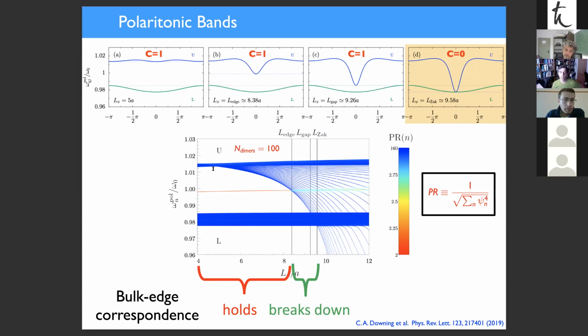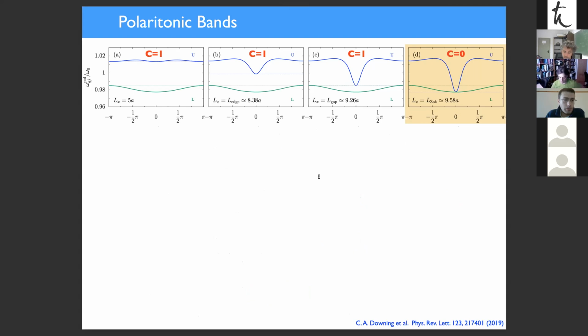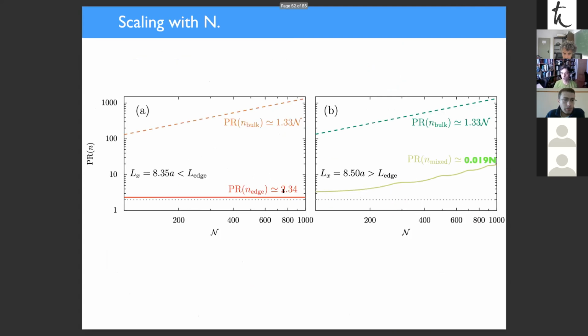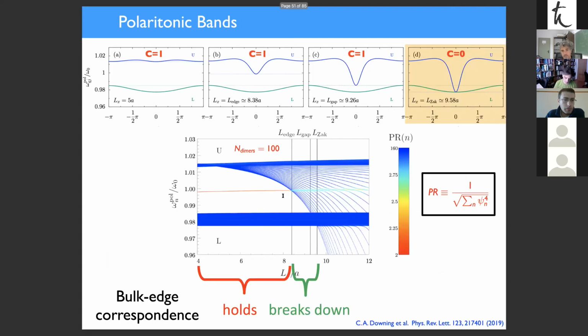And you see that here, for this chain of 100 dimers, this is of the order of 100, but here you have the state that is the edge mode that is of the order of 2, and then it changes and couples to these modes and hybridizes and loses the localized character.